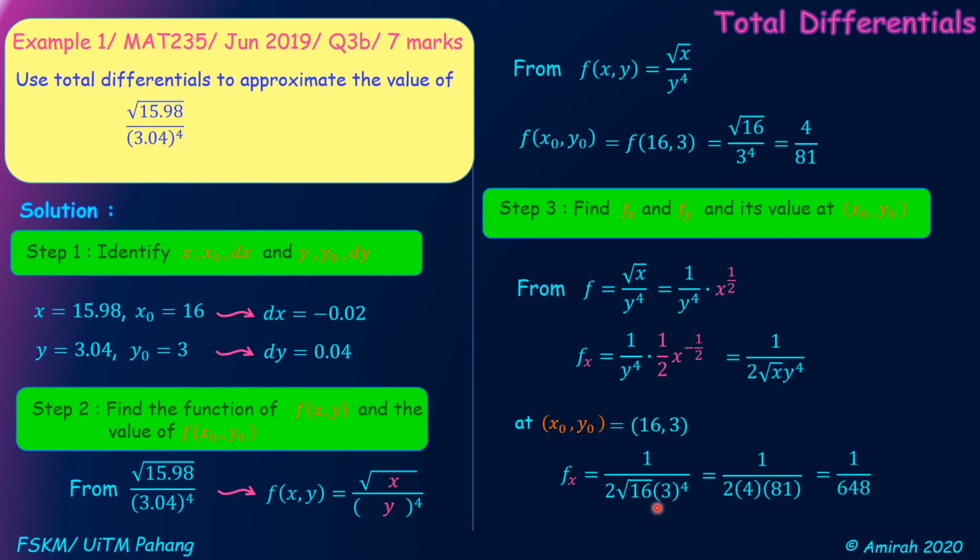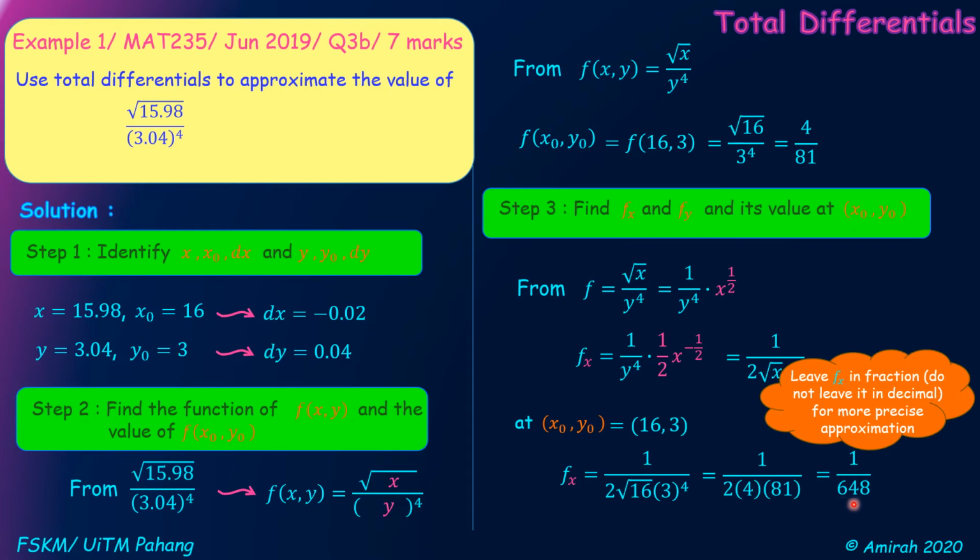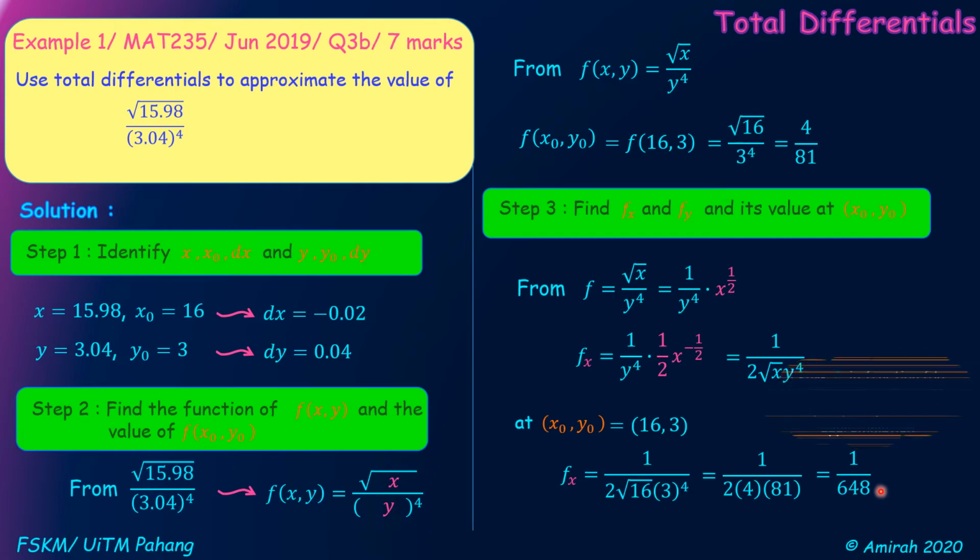We replace x by 16 and we replace y by 3. After that, we can simplify. So we get 1 over 648. Okay. We leave fx in fraction. Do not leave it in decimal, for a more precise approximation.